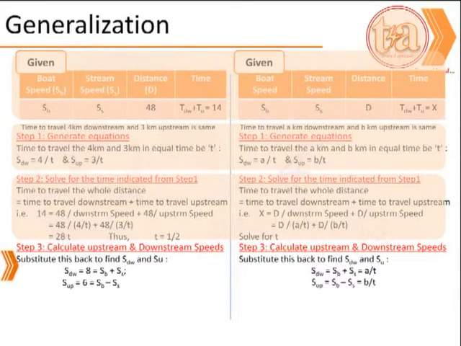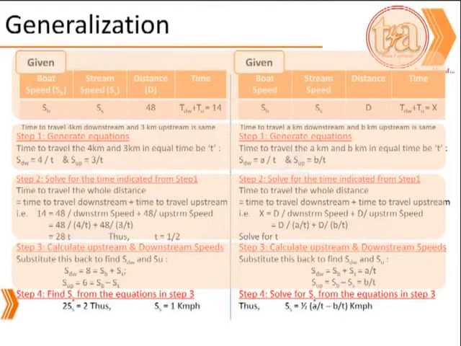Having solved for T, we next substitute the value of T into the equations from step 1 and then also substitute for the speed downstream and speed upstream. We finally solve the two simultaneous equations in step 3 for the speed of the stream, to find that the speed of the stream is equal to half of (A by T minus B by T) kilometers per hour.